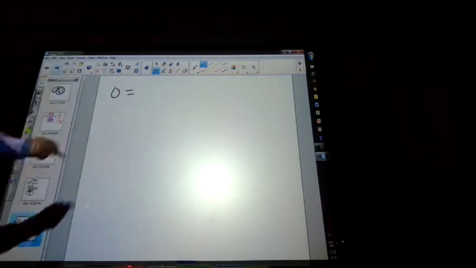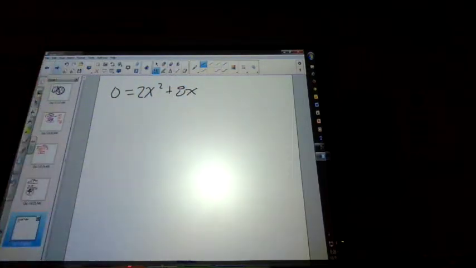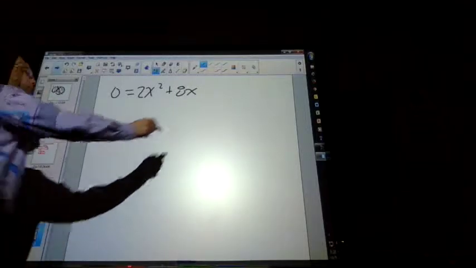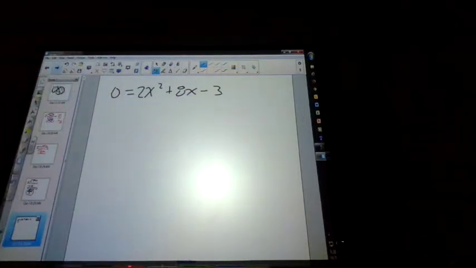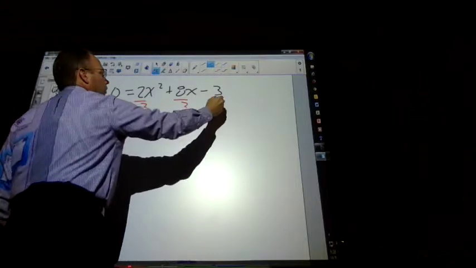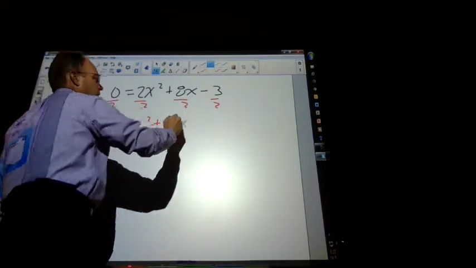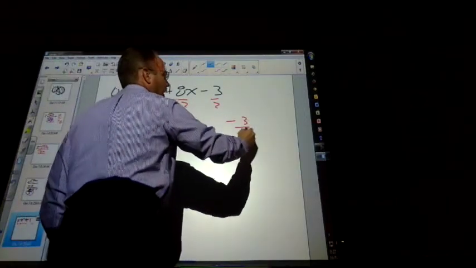So I got 2x squared plus 8x, is that -3? All right. So let's complete the square to solve it. First thing I need to do is do what? Yeah, I'm going to divide everything by 2. I want that lead coefficient to be 1. So that's going to be 0 equals x squared plus 4x, and I'm going to make a space and keep this as a fraction. Is that okay so far?